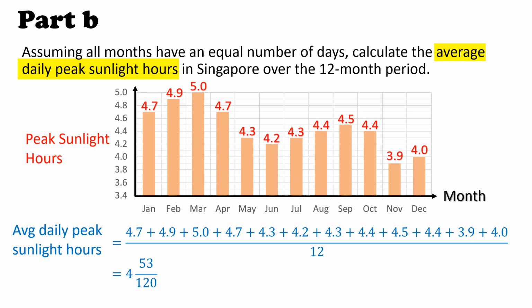And that will give us 4 and 53 over 120. But since we're just assuming that all the months have equal number of days, this is clearly not exact. So I would leave the answer in 3 significant figures.